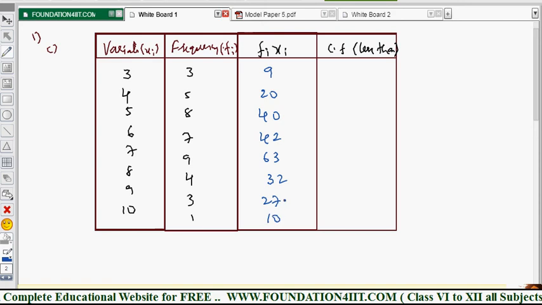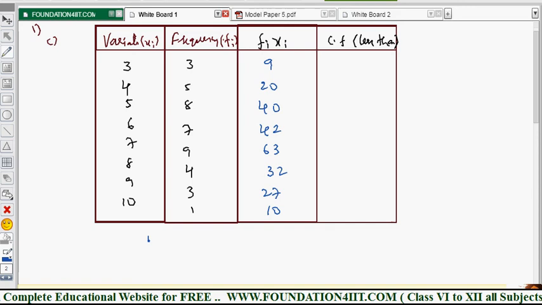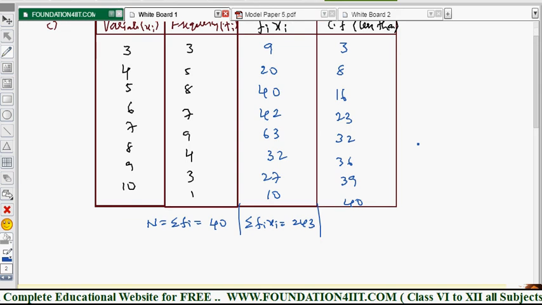Right? And the total frequency is n, that is n is equal to sigma fi. If I add this total, that is equal to 40. And from this column, sigma fi xi, that is 243 we will get if I add this total. And for the less than cumulative frequency, the first number comes from the frequency only. The first number is 3, and 3 plus 5 is 8, then 16, 23. Just add, 32 plus 4 is 36, plus 3 is 39, and 40. This last number is nothing but the n value. Now using this data we can find out the mean, median, mode.